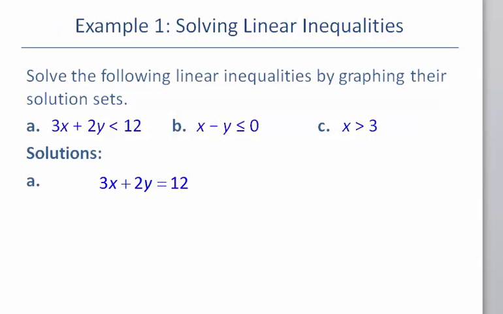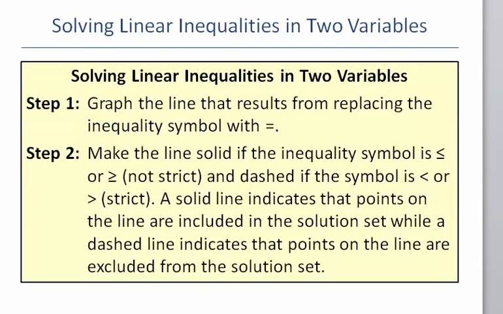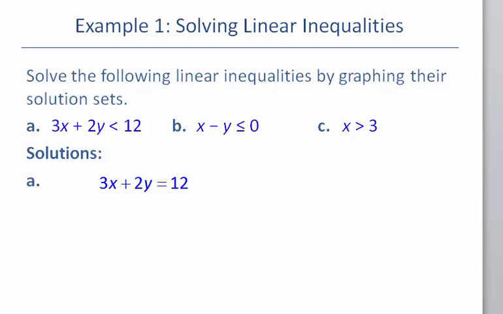We'll begin with the example 3x plus 2y is less than 12. And we want to solve that linear inequality by graphing the solution set. So remember that step one says that we want to graph the line that results from replacing the inequality with an equal to. So what that means is that we're going to take our problem, the 3x plus 2y is less than 12, and we're going to write it 3x plus 2y equals 12. And we're going to try to graph that. Okay? So let's look at how we do that.